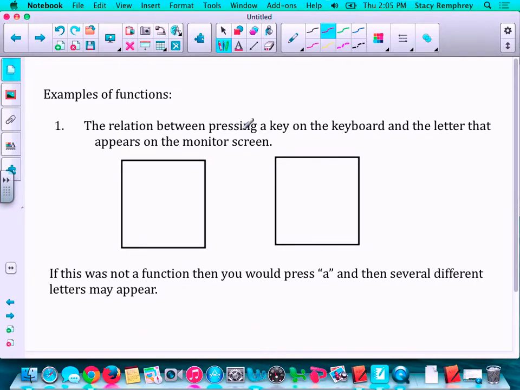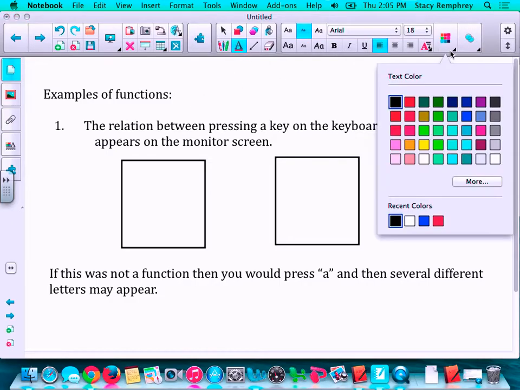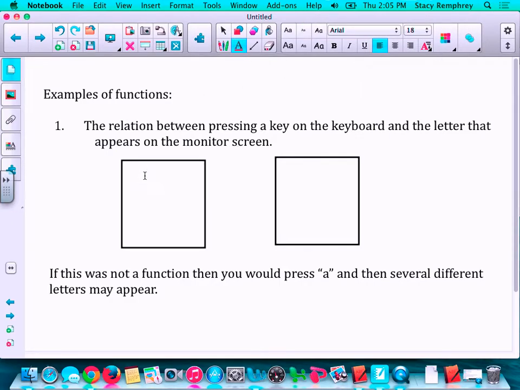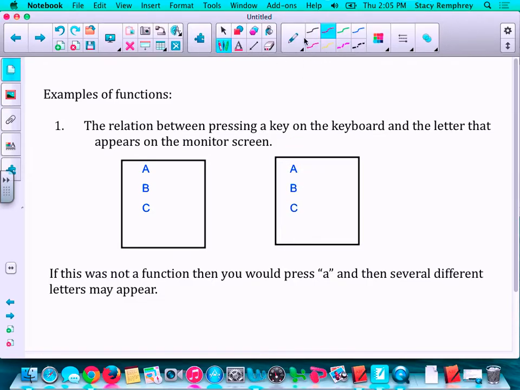For example, the relation between pressing a key on the keyboard and the letter that appears on the monitor screen. If I press the letter A on the keyboard, or B or C, I get back A, B, C. So again, if we map that, A gives me A, B gives me B, C gives me C.